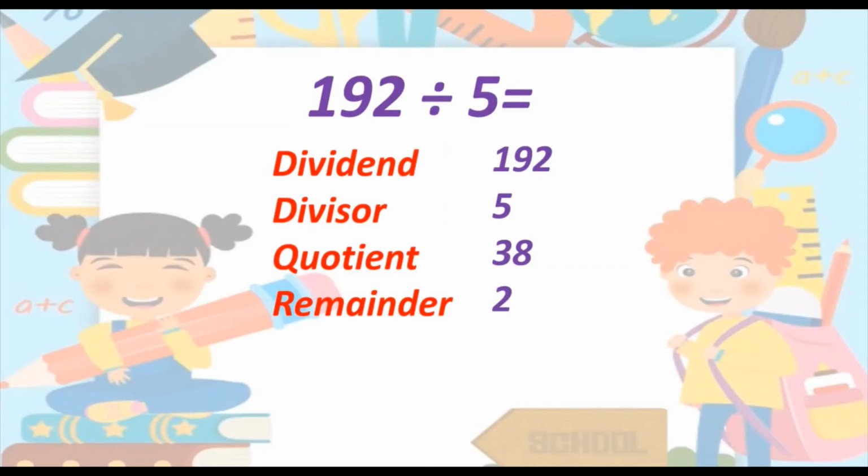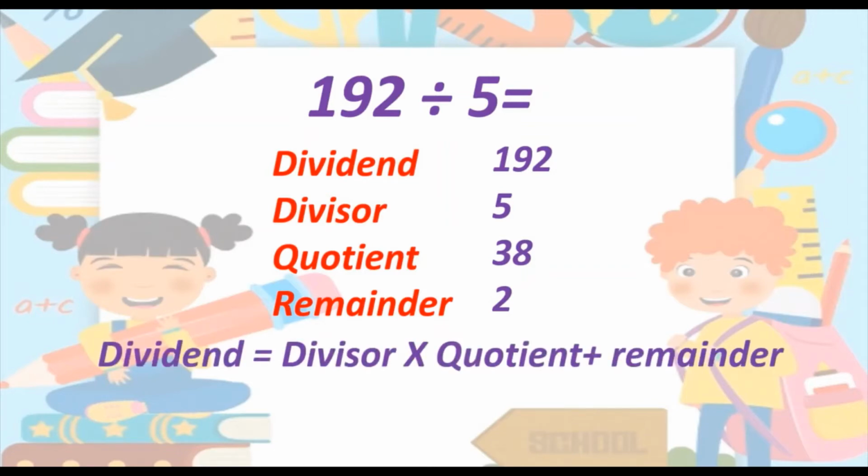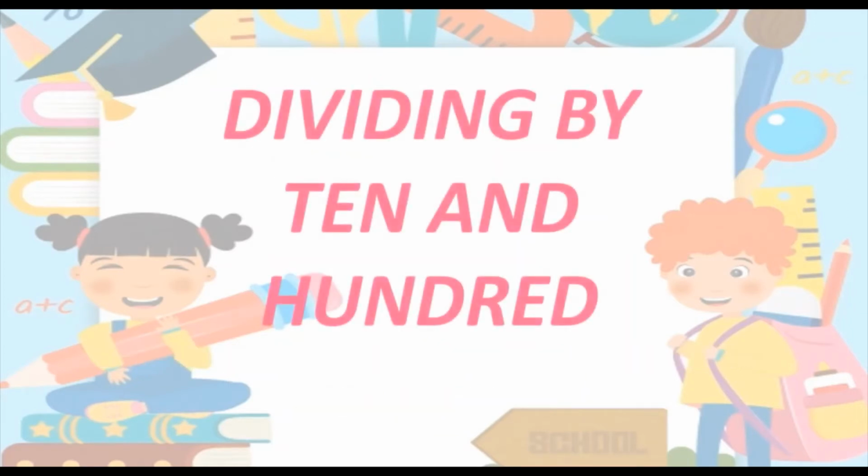Now in order to verify the sum, we use the formula dividend is equal to divisor into quotient plus remainder. So let us put the values. Dividend is 192. Divisor is 5 multiplied by quotient, that is 38, plus remainder 2. So 5 multiplied by 38 is 190 plus 2 is 192. So the sum is correct.